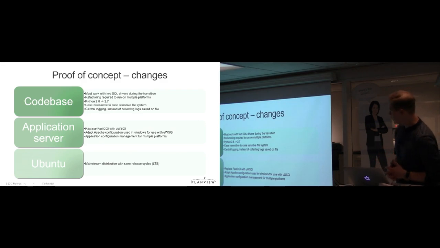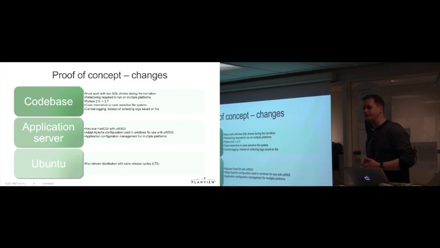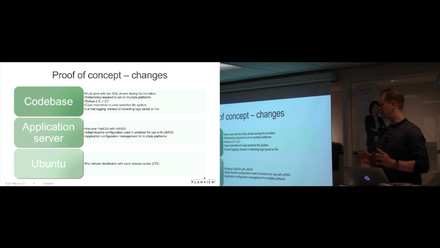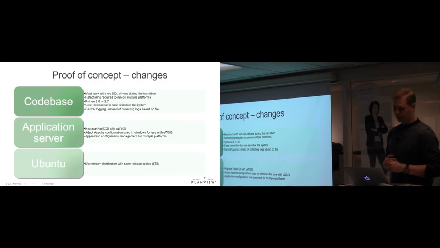We picked uWSGI as the new application server, which is a quite well-known application server for Python and other languages. It works with Ruby and a lot of other types as well. So we picked that one. We had to go through all the legacy configuration in Apache with FastCGI and port it over to a format for uWSGI. That was interesting. A lot of issues there to begin with, but we managed to solve them all. One good thing was that we actually used Apache on Windows, so the transition to Apache on Linux was quite little, so that was a positive thing.